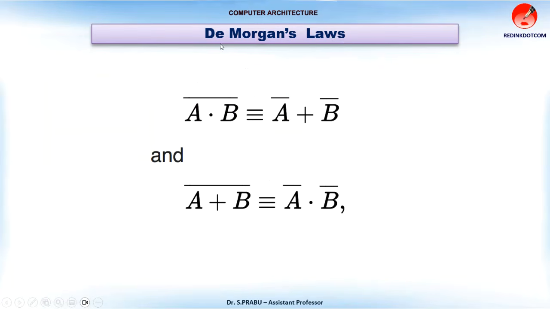Now let's move to De Morgan's law. It states that (A dot B) whole bar equals A bar plus B bar. And also (A plus B) whole bar equals A bar dot B bar. You can note one important thing: A bar can also be written as A dash. So A dash and A bar are both the same. And (A dot B) whole bar can be written like this.